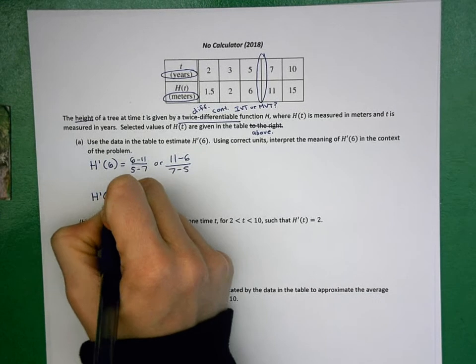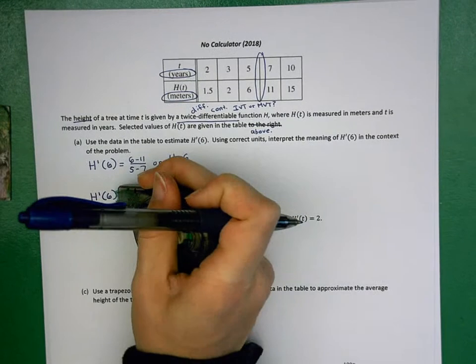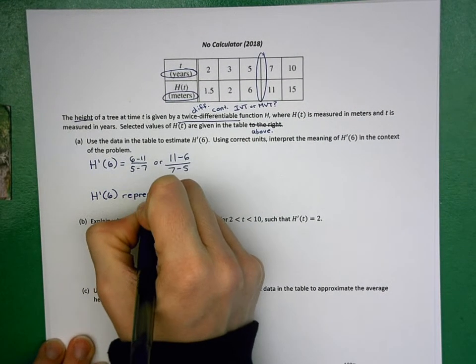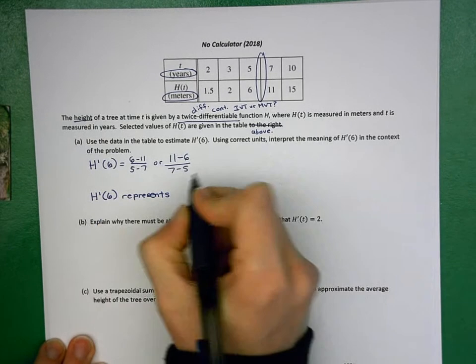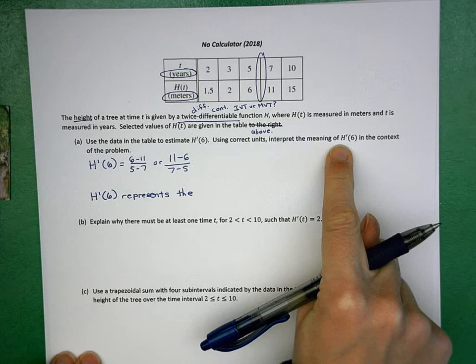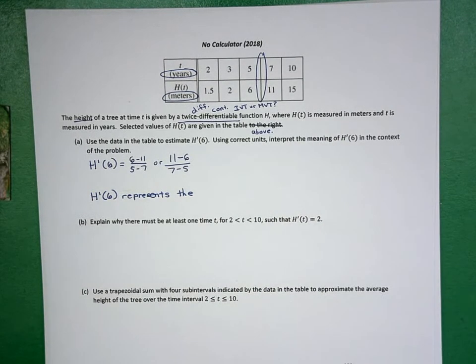H prime of 6 means, and I'm actually going to say represents the, and then what is h prime? Okay? Well, the most tempting thing to want to say is that it's a slope, which if we were looking at a line would not necessarily be wrong, but I'm not looking at a line here, right? We're explaining this in the context of the problem. We're looking at a tree. Okay, and so we have to figure out, well, how else can I say that word?